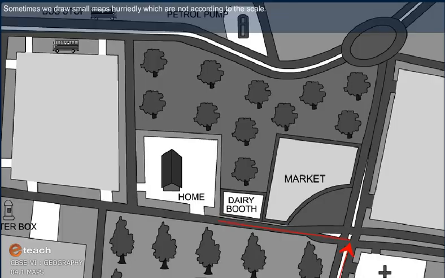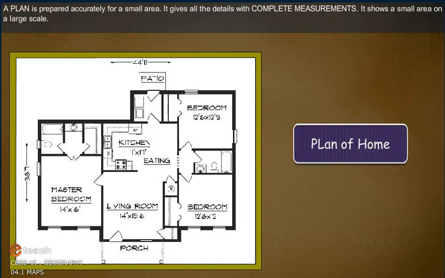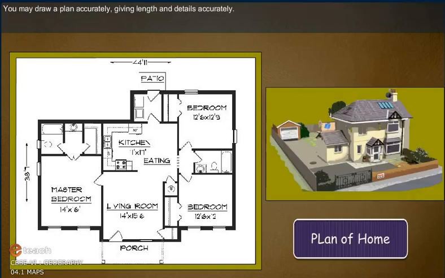Sometimes we draw small maps hurriedly which are not according to the scale. Thus, a sketch is a map which is drawn without using conventional signs and is not to the scale. A plan is prepared accurately for a small area. It gives all the details with the complete measurements. It shows a small area on a large scale. You may draw a plan accurately, giving length and details accurately.